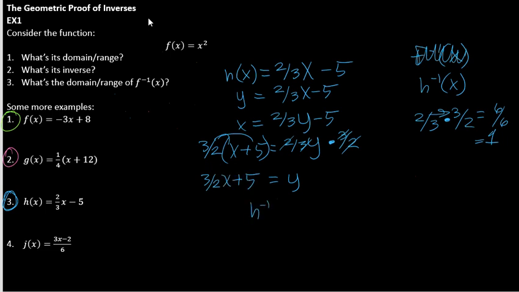So h inverse of x, and I'm calling it h inverse of x because the original function was h of x. Okay, I kind of forgot to do that. I think I said f on number 2, but whatever, it should have been g, right? But it doesn't really matter. It's just a name, okay? Anyway, so h inverse of x equals 3/2 x plus 5, and that would be my inverse to h of x, okay?